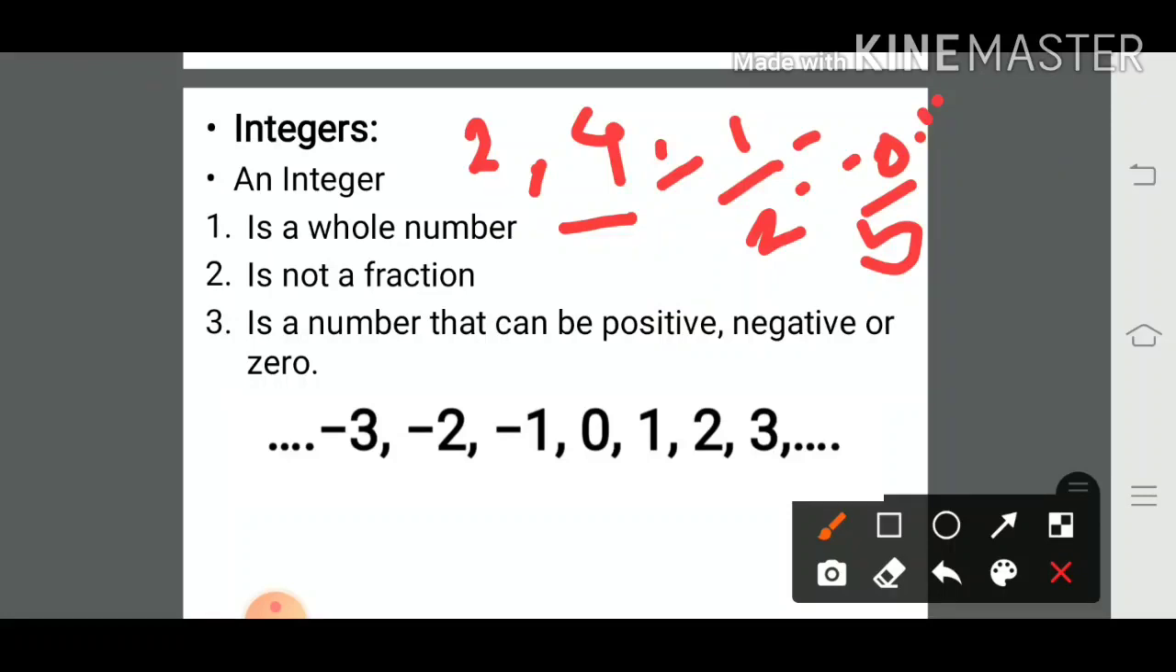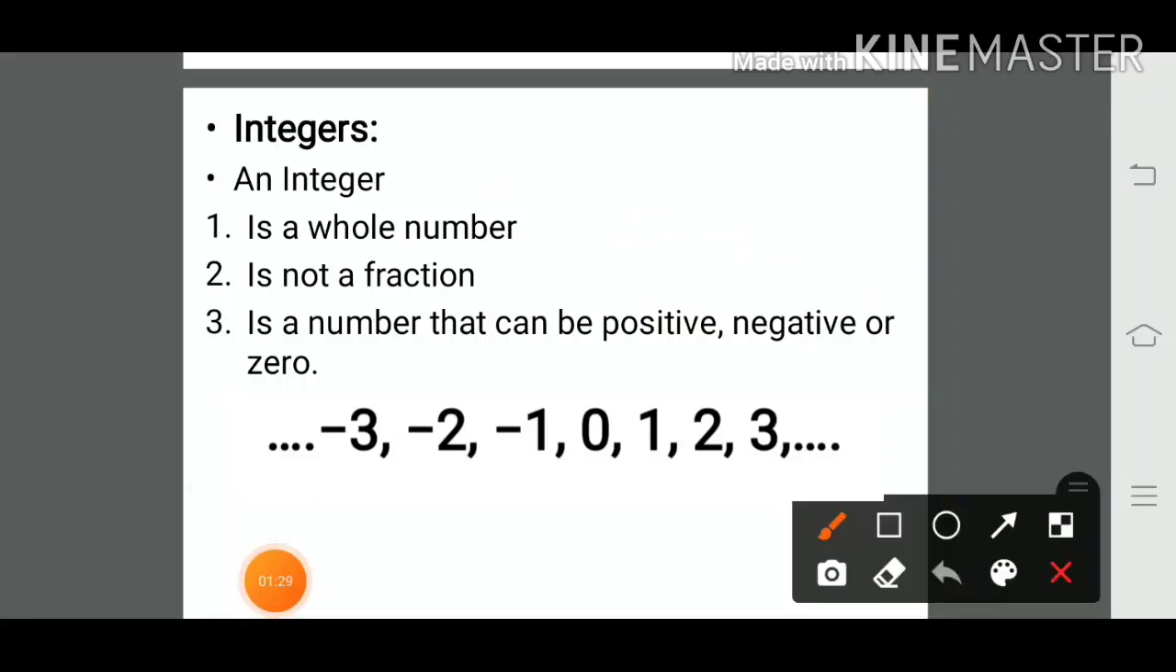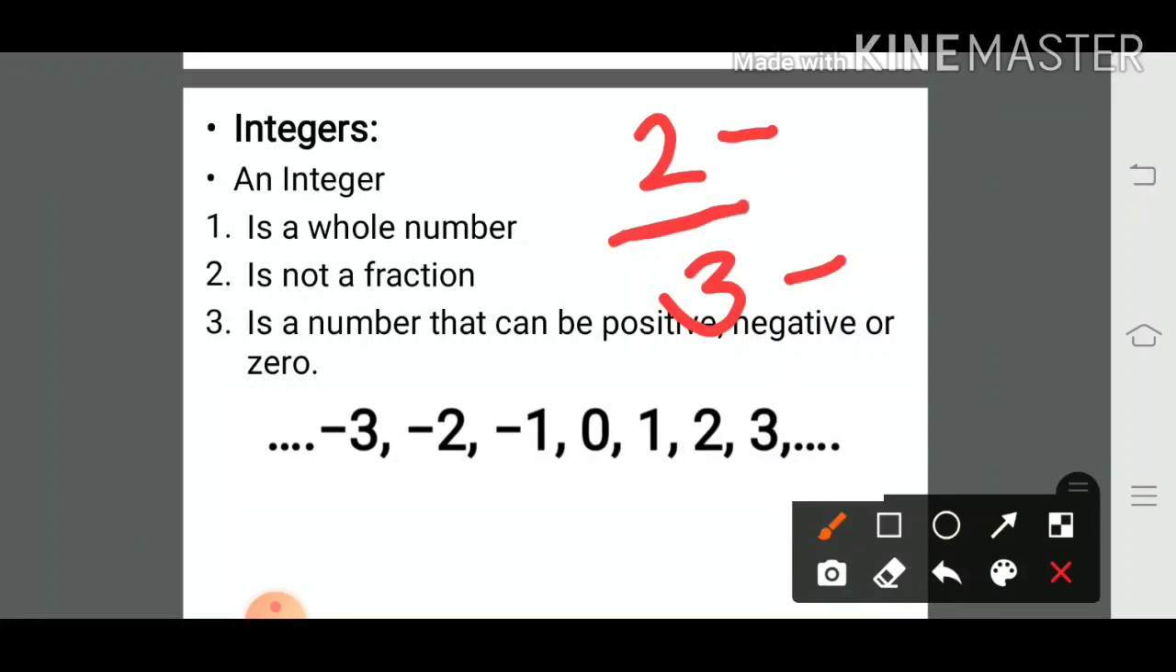And now what is meant by fraction? Suppose here I am writing 2 divided by 3. The position of 2 is called the numerator, the position of 3 is called the denominator. Whenever we write numbers in this form, this horizontal line indicates divide by, so that type of numbers are called fractions.